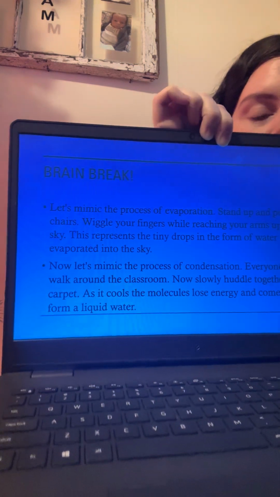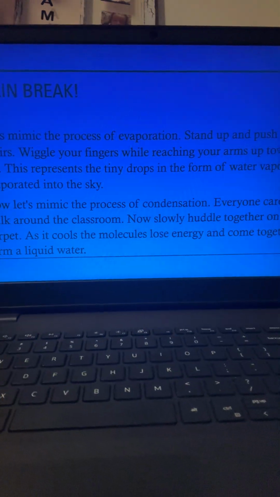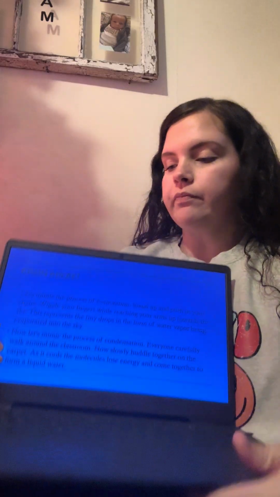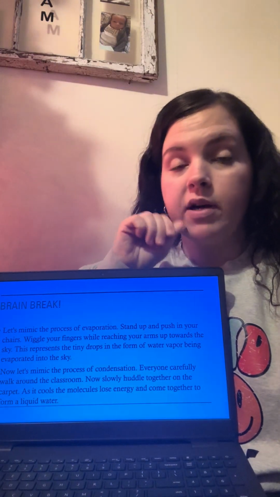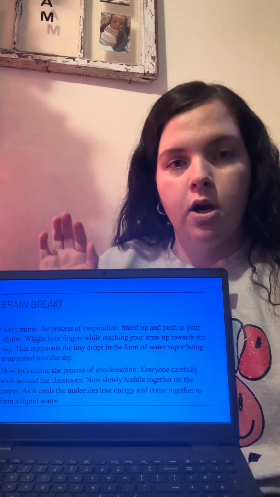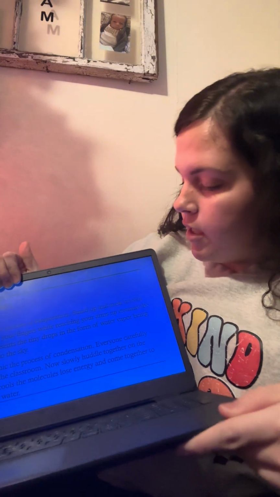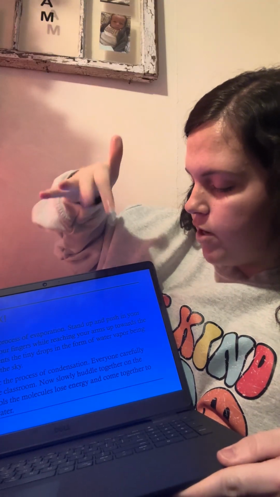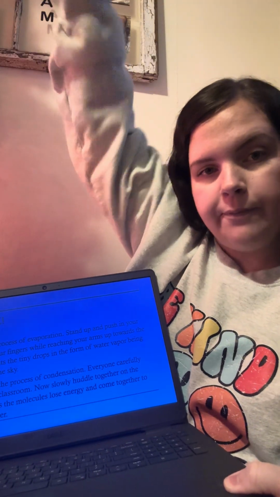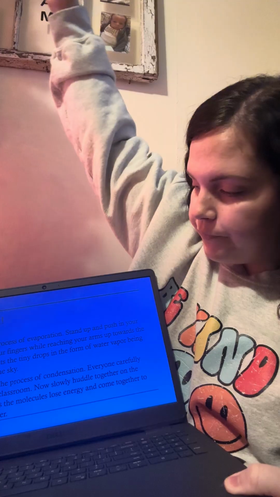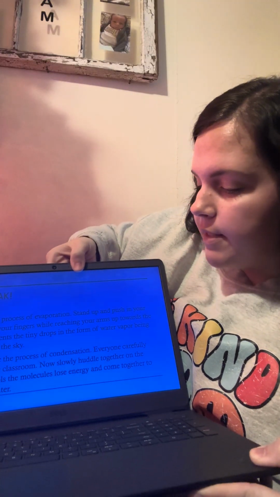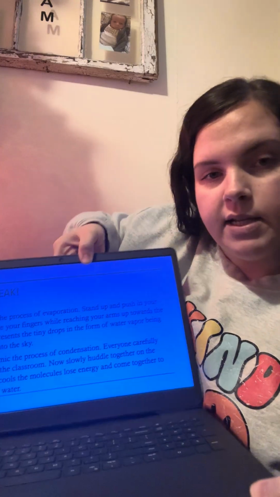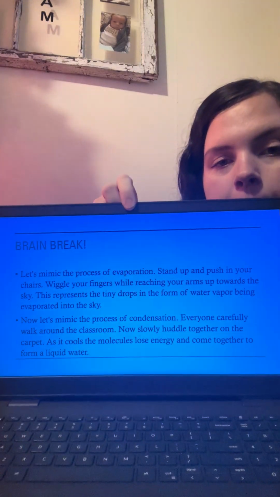All right, brain break time. So you may push in your chair and stand behind your desk. We are going to mimic the process of evaporation and condensation. So, wiggle your fingers while reaching your arms up towards the sky. This represents the tiny drops in the form of water vapor being evaporated into the sky from heat from the sun.